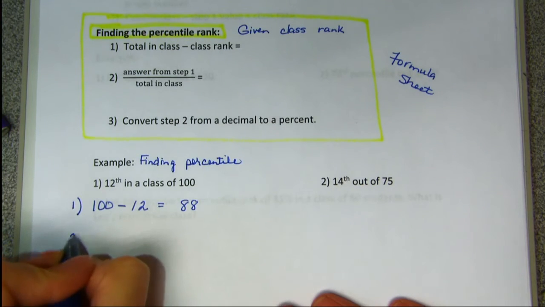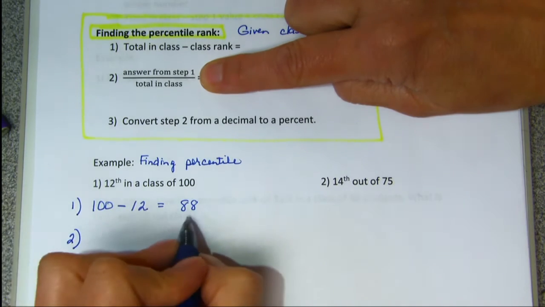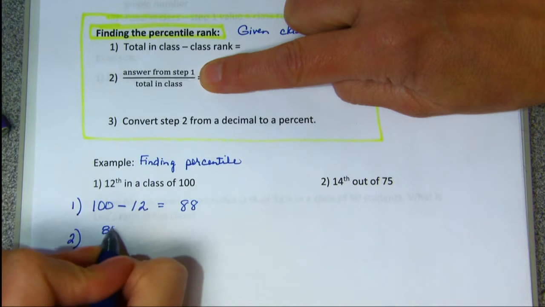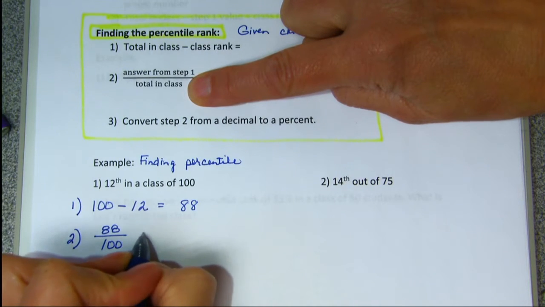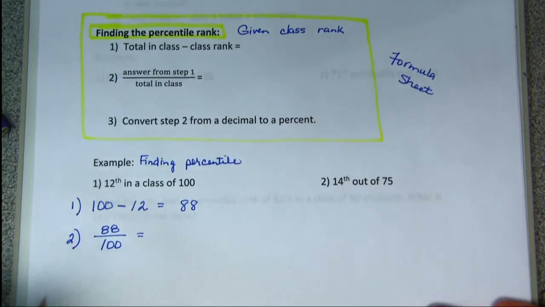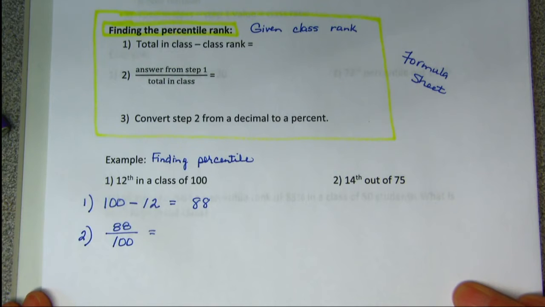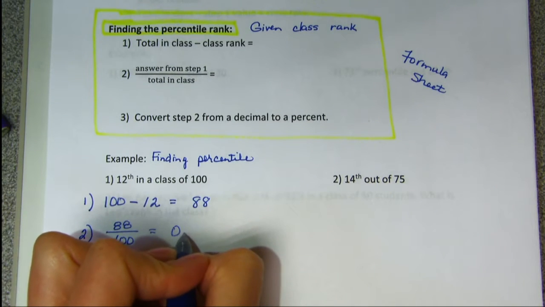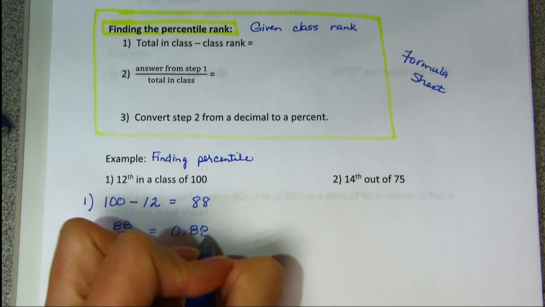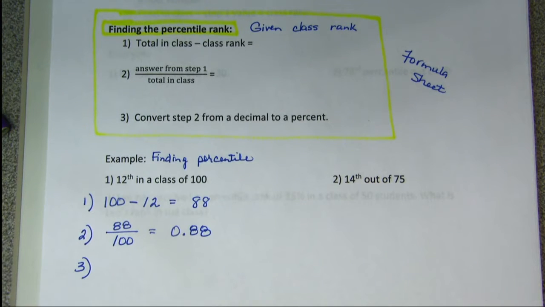So in step 2, you're going to create a fraction. The numerator is your answer from step 1, divided by the total in the class, which in this case is 100. So if you go to your calculator and put that in, oops, I want you to see the steps, sorry. If you put that in decimal form, you get 0.88, and then step 3 says convert that to a percent.